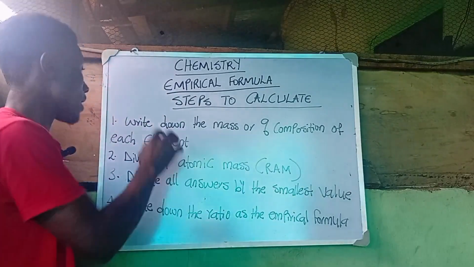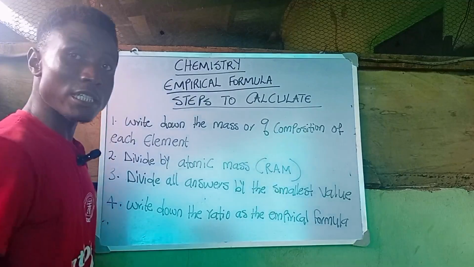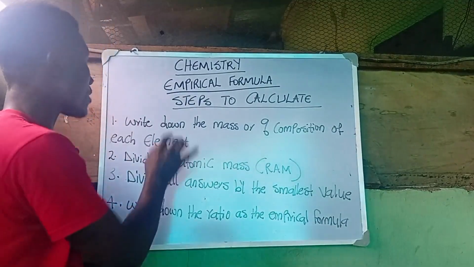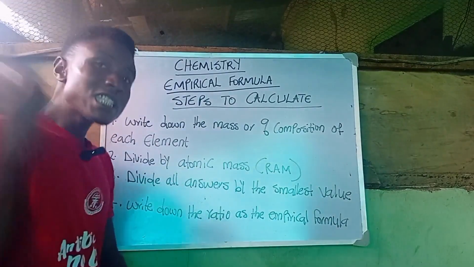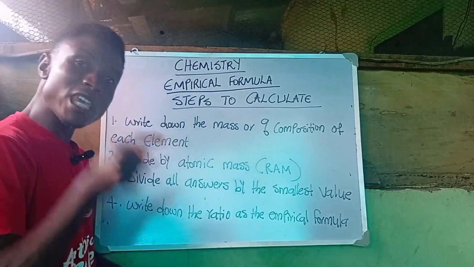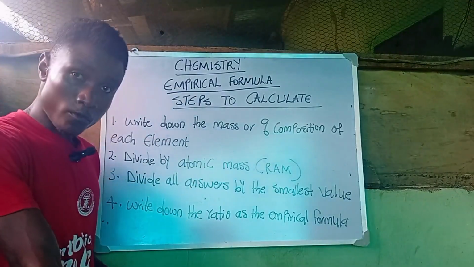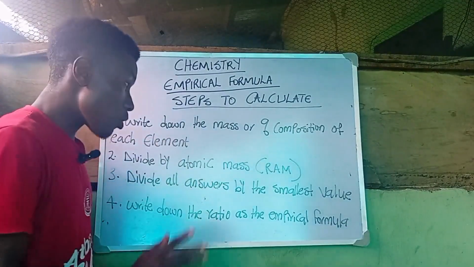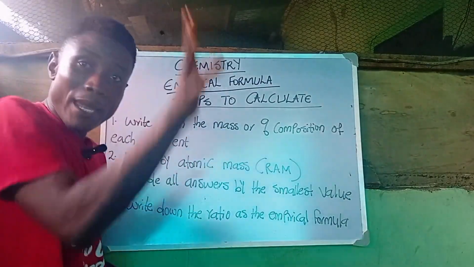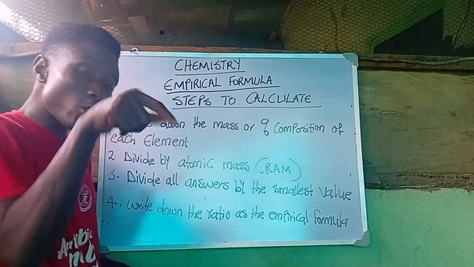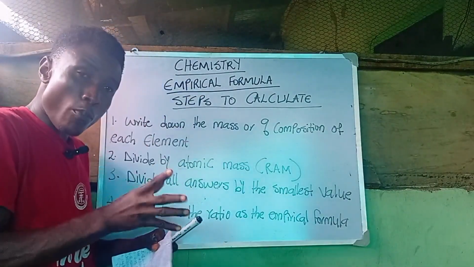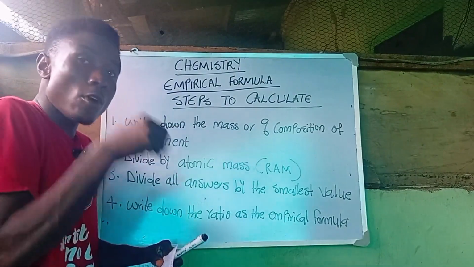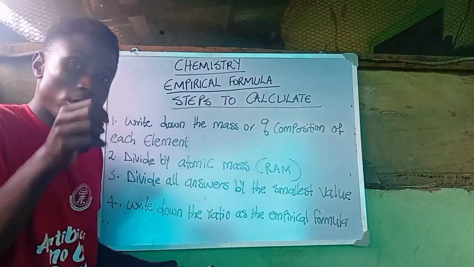So this is just it. These are the four steps in calculating empirical formula. The first one is that you write down the masses or the percentage composition of each of these elements. This mass or the percentage composition will be given to you in the question. We didn't just say of elements or compounds, we said of each of these elements that make up this compound. That means their percentage composition or their mass will be given, right?